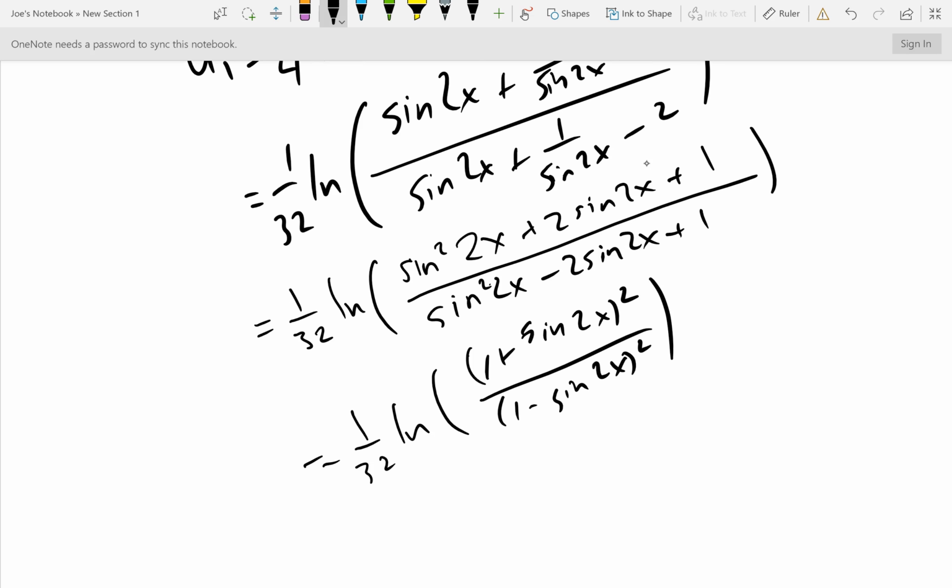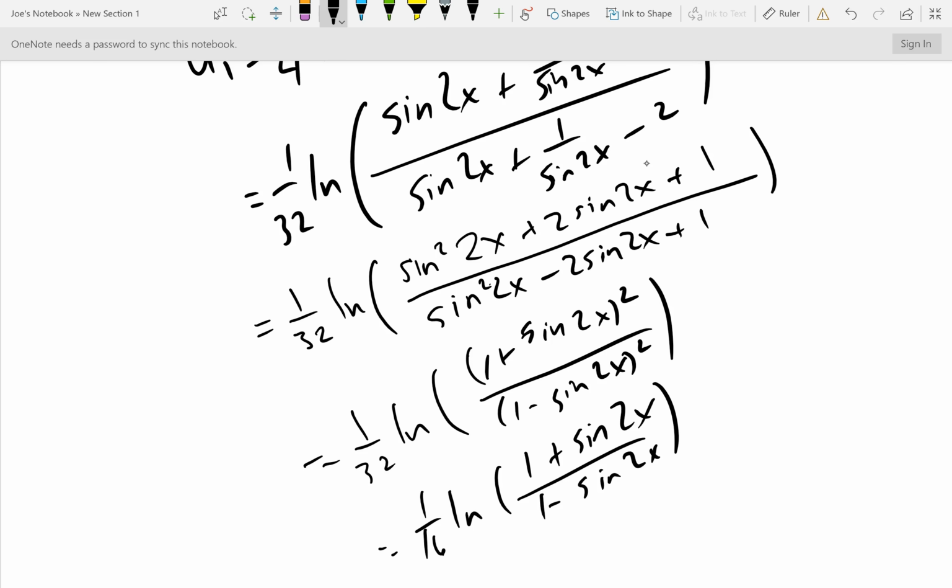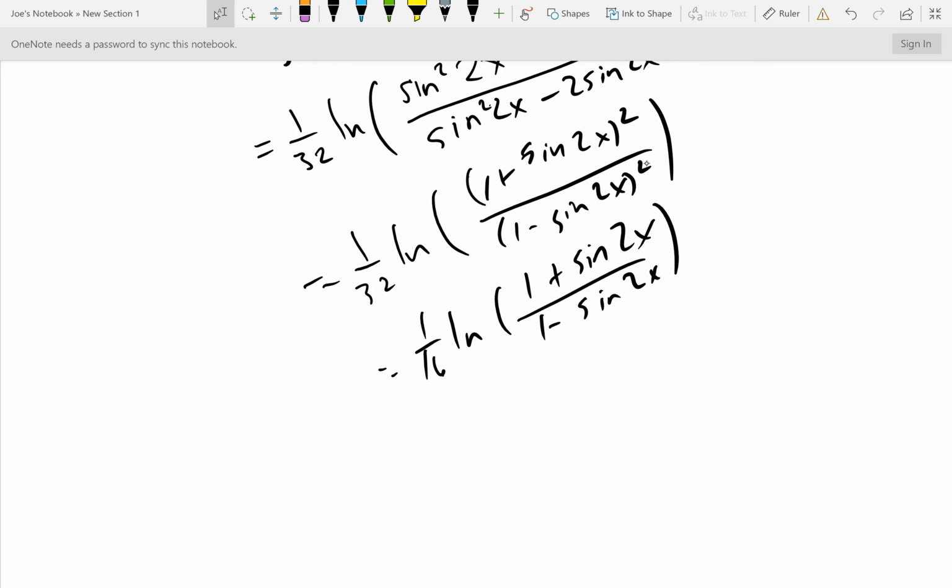So I could pull out the square and bring it down in front. That gives us a 1/16 natural log of 1 plus sine 2x over 1 minus sine 2x, which looks a little bit nicer. We could even make this even nicer if we multiply top and bottom by the conjugate of the 1 minus sine 2x. Don't necessarily need to do that because it's not really going to help us all that much. So we'll just leave it at this particular point as our u1. And remember, that was the one that was times 1 anyway.